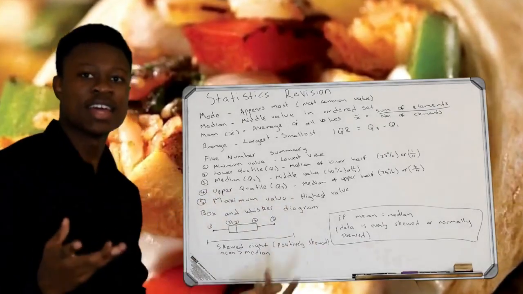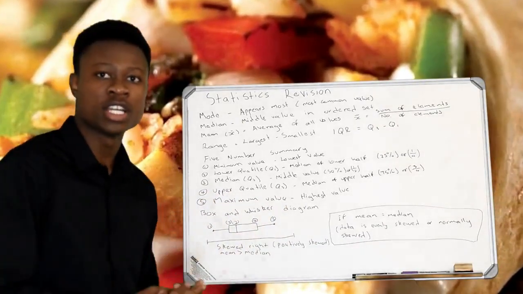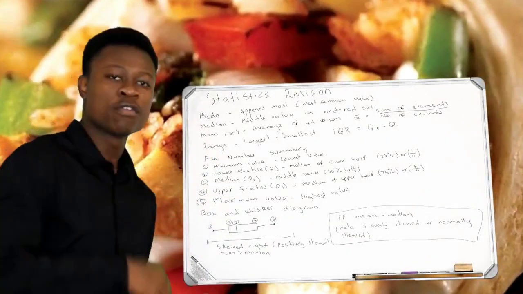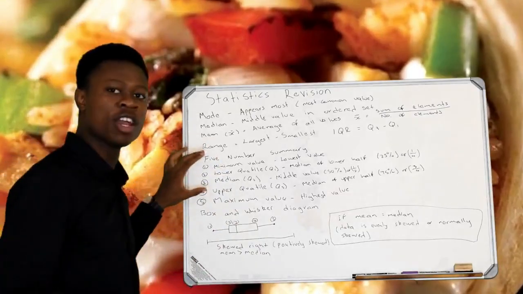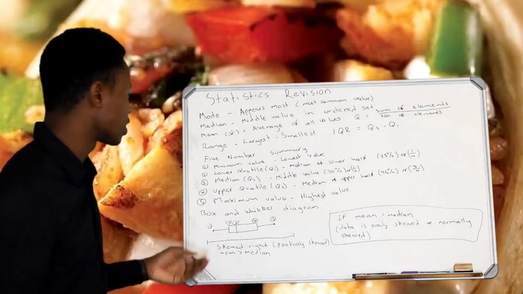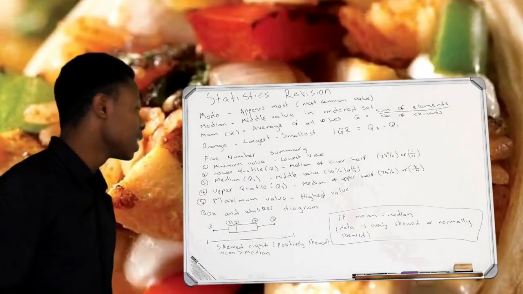The maximum value is the highest value. That's not complicated. In all of your values, what value is the highest? And from your 5 number summary, you can use that to construct a box and whisker diagram.